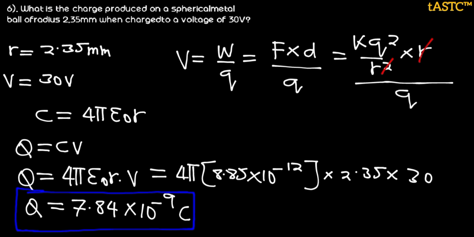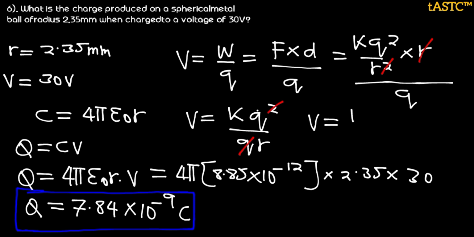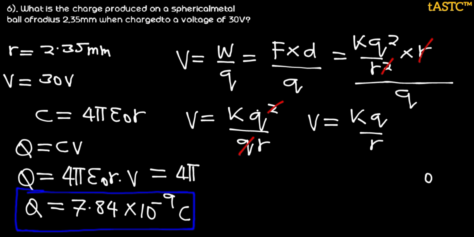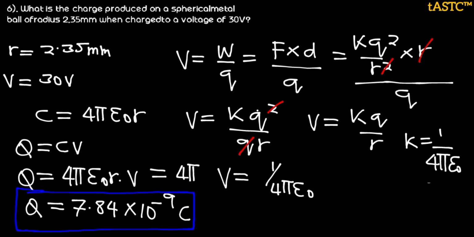From here, we can see that R is going to cancel one of it. And so we should have KQ squared, and that will be divided by QR. And so Q is also going to cancel one of it out. So we're going to have V. V is equal to KQ divided by R. Now, since we already know that K is equal to 1 over 4 pi E naught, we're going to take that in. So V is going to be equal to 1 divided by 4 pi E naught, multiplied by Q, divided by R.